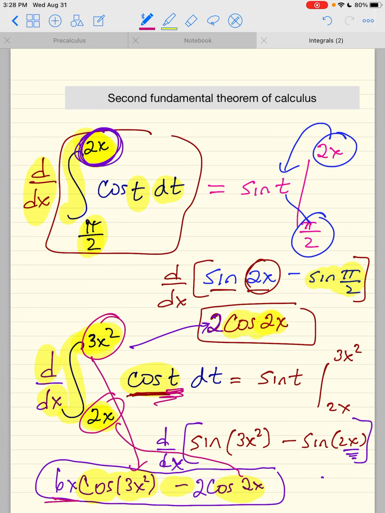So I do have this plugged in just to this and this. But in front of it, everyone, I have a 6x, which is the derivative of this. And in front of this, I have the derivative of this. So some of you might ask, so we don't even integrate?